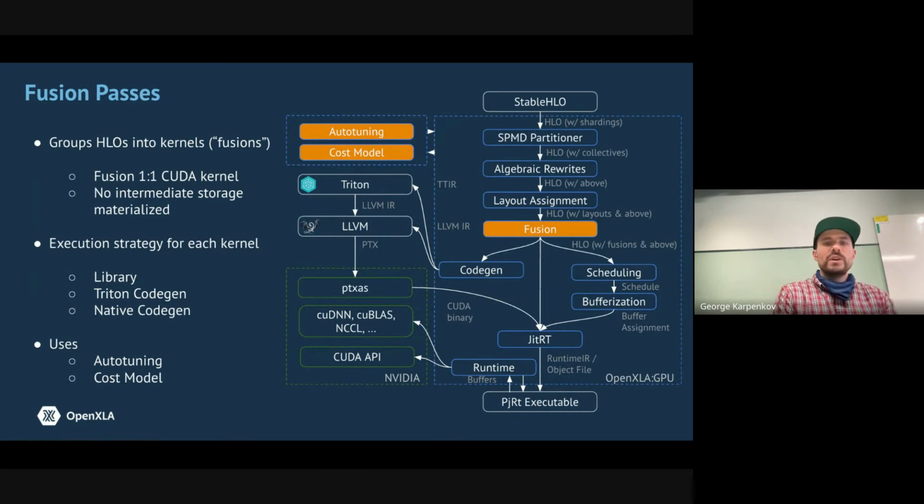Okay, so now let's talk about Fusion. It's one of the most impactful optimizations in the XLA compiler, basically being able to take a group of HLOs and turn it into a single CUDA kernel, which greatly minimizes the amount of intermediate memory traffic and improves performance. And then once those fusions are formed, the execution strategy for each fusion is chosen, which could be either sending this call to the library, or using the Triton codegen, or just lowering it to LLVM directly.